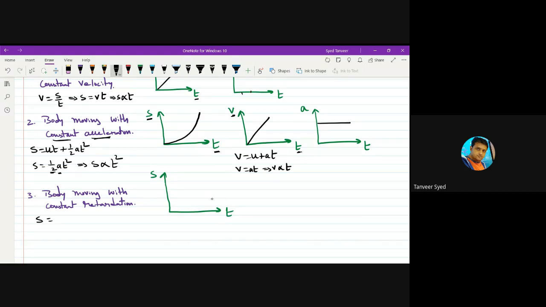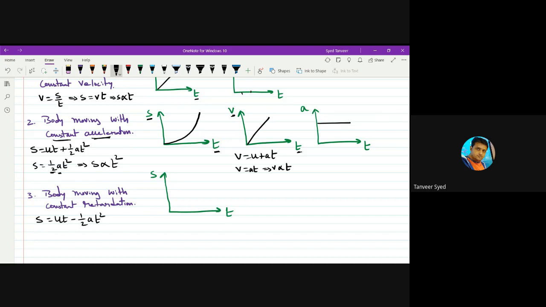S is equal to ut minus half at square. Here we cannot make u 0 because if the body is at rest, how can it get retarded? It will have some initial velocity u moving with constant retardation a. S is equal to ut minus half at square.